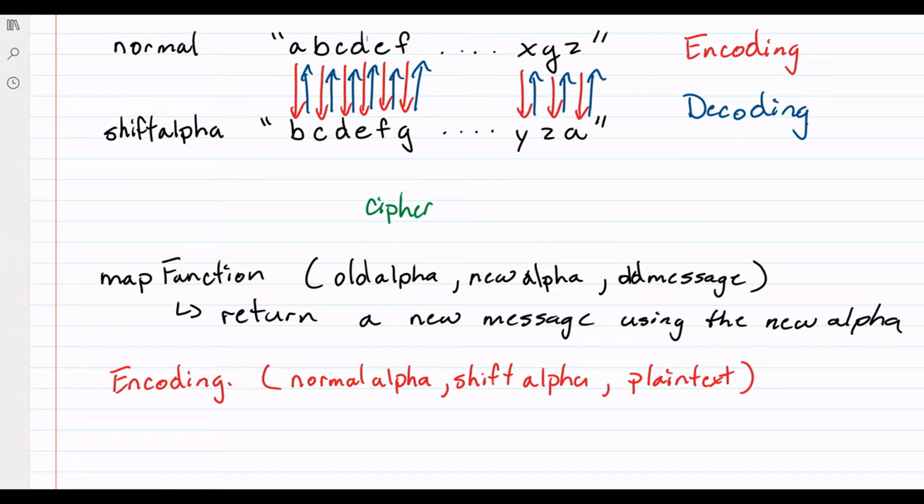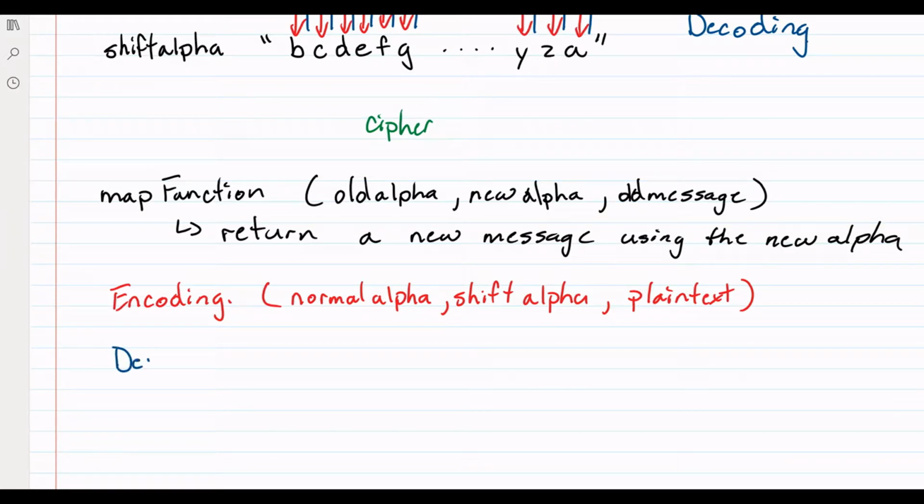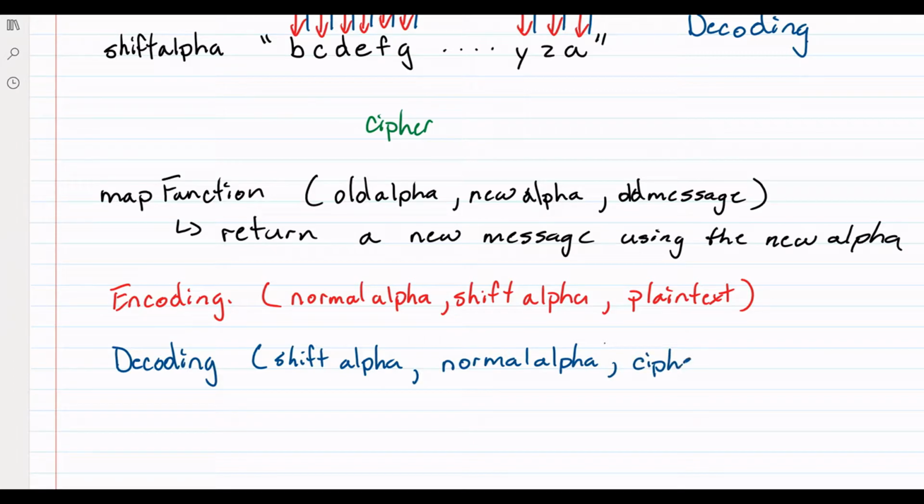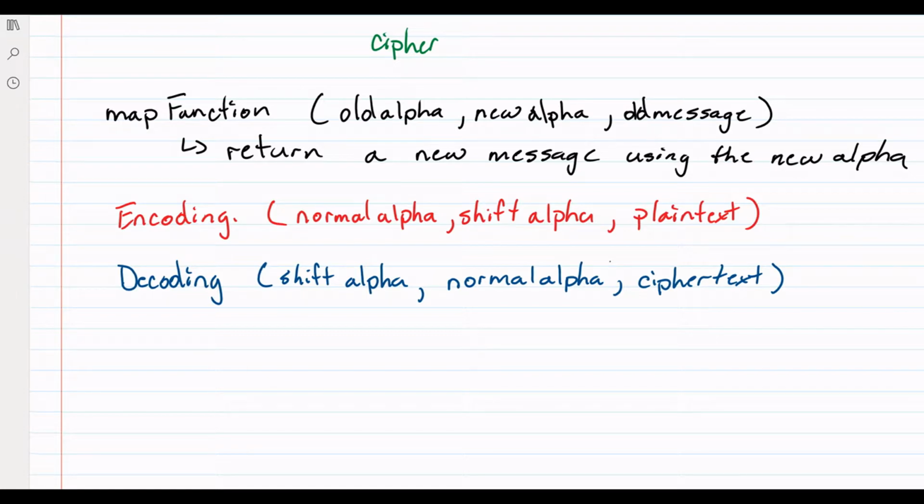Okay, if you're decoding, you're going to send in the shifted alpha and change it into the normal alpha, and you're going to send in the ciphertext. Okay, so we can use this mapping function twice, for both our encoding and decoding, right? And then I suppose we could write a function for each one of these.